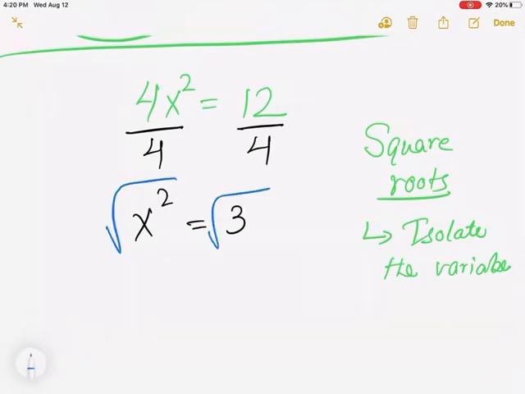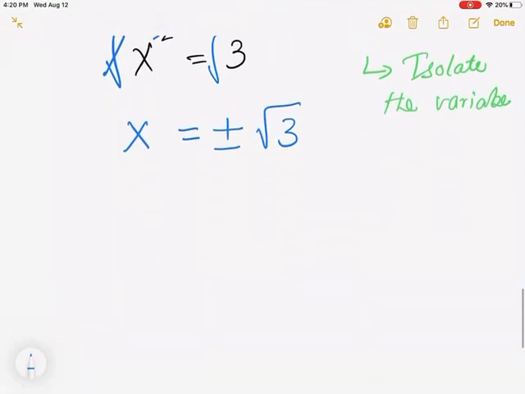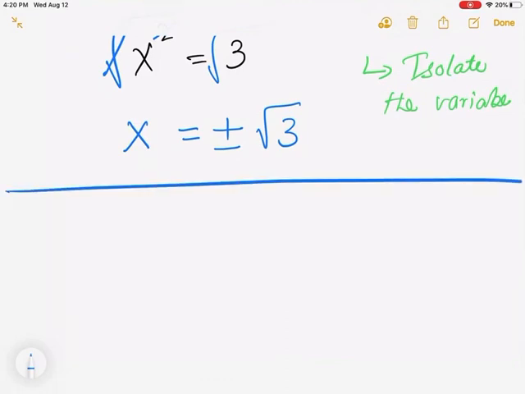I would take the square root of both sides. The square root is going to cancel the square. I have x is equal to... I hope you remember, if you take the square root, what do we need? Plus and minus the square root of 3. And there's the exact same topic, but just another example on that.